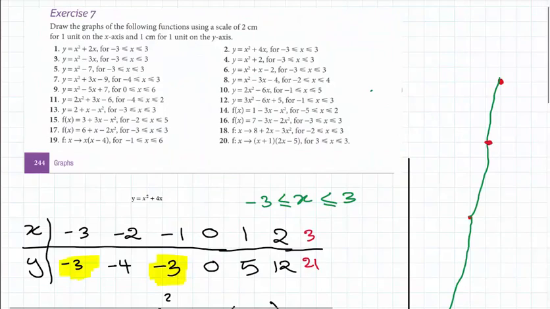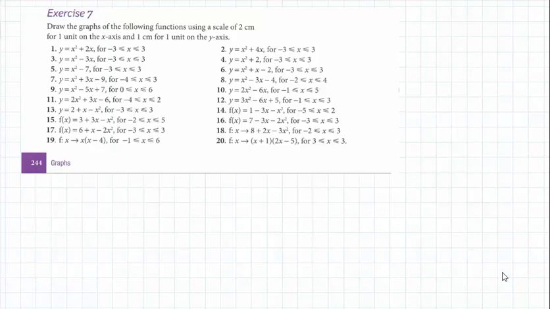Question 3 is the same as questions 1 and 2. Well, we did question 1, we did question 2. Question 3 is your task.